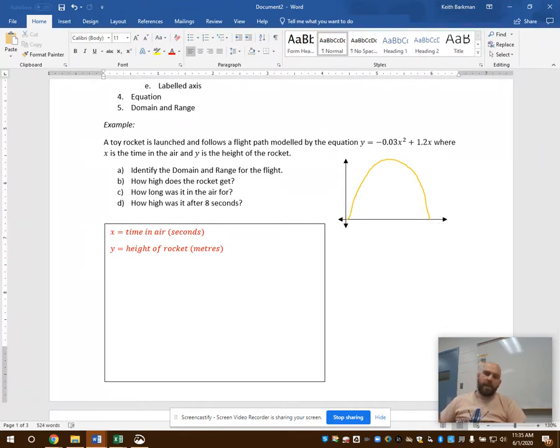And so we have to be aware that the domain and range is only going to be for this portion. The rocket's not going to go into the ground. It's not starting in the ground. So that's going to be our domain and range.